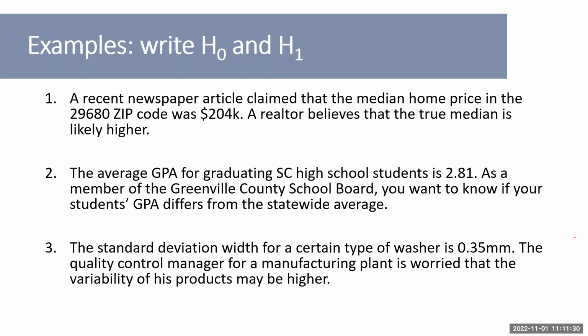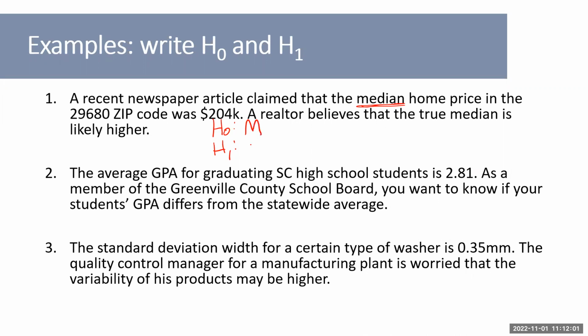So number 1, a recent newspaper article claimed that the median home price in the 29680 zip code was $204,000. A realtor believes that the true median is likely higher. Okay. So the first thing that I like to do is always set up, I know I have a null and I know I have an alternative. I know here I'm dealing with the parameter of the median. Like I said, we won't actually perform these tests, but we can write our hypotheses for it all we want.